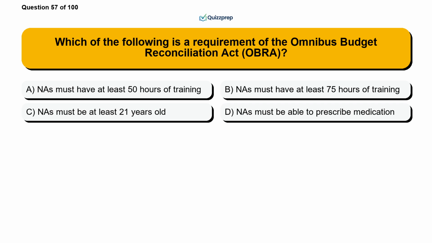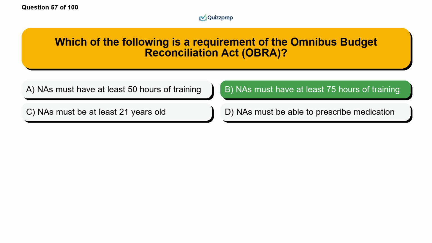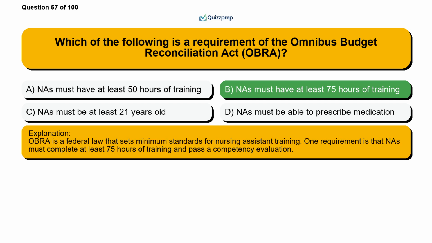Question 57. Which of the following is a requirement of the Omnibus Budget Reconciliation Act, OBRA? Option A, NAs must have at least 50 hours of training. Option B, NAs must have at least 75 hours of training. Option C, NAs must be at least 21 years old. Option D, NAs must be able to prescribe medication. The correct answer is option B, NAs must have at least 75 hours of training. OBRA is a federal law that sets minimum standards for nursing assistant training. One requirement is that NAs must complete at least 75 hours of training and pass a competency evaluation.